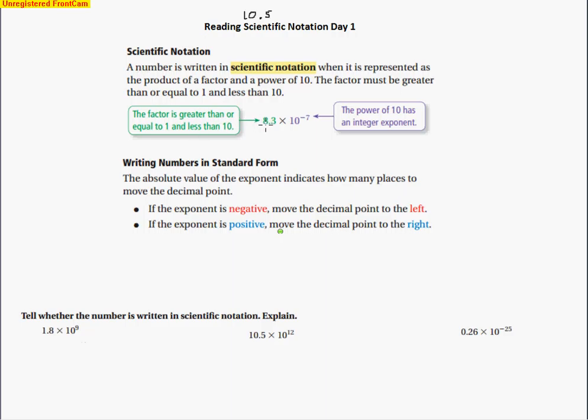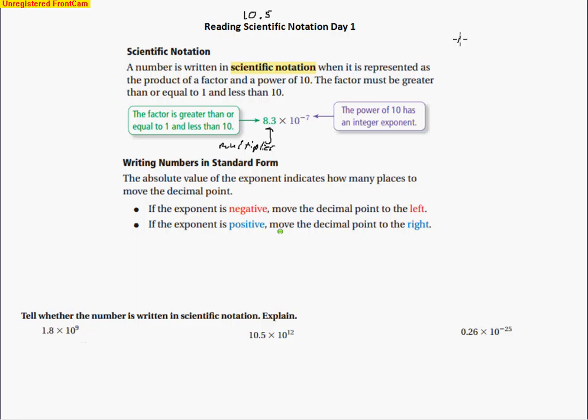This is 8 3/10 times 10 to the negative 7th. And so this is our factor of this number, and I call it the multiplier. It's a multiplier because we're multiplying it by a power of 10, which we have here as 10 to the negative 7th. In order to understand scientific notation, we need to understand powers of 10.